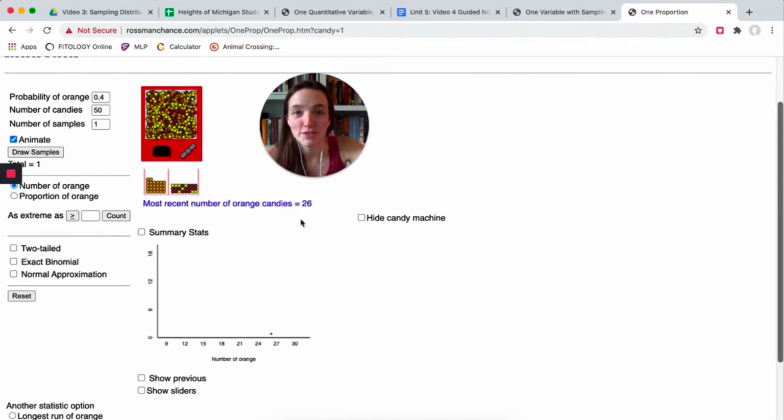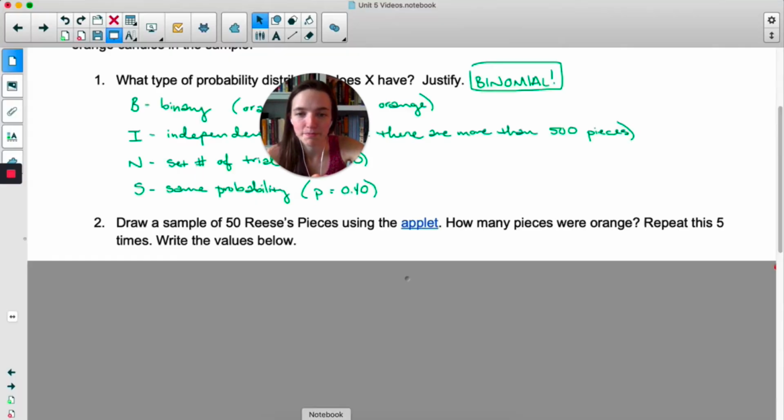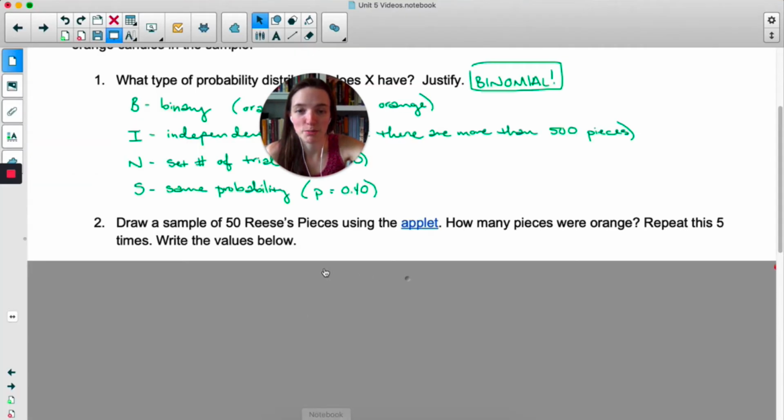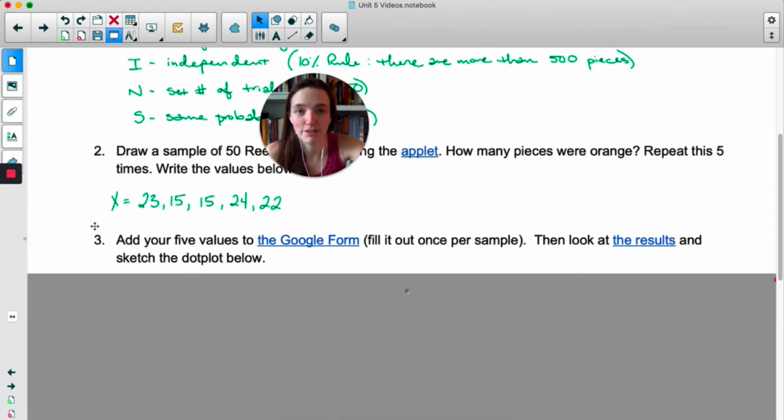So with this first sample, we get 26. It says to repeat this 5 times and list the values below. So if I were doing this, I would write 26. And then I would uncheck the animate box, because then I can just quickly draw my samples. So draw your 5 samples and write them down. Here's my 5. Then you're going to click on this Google form, fill it out once for each of your 5 samples. This will take approximately 2 seconds per sample.